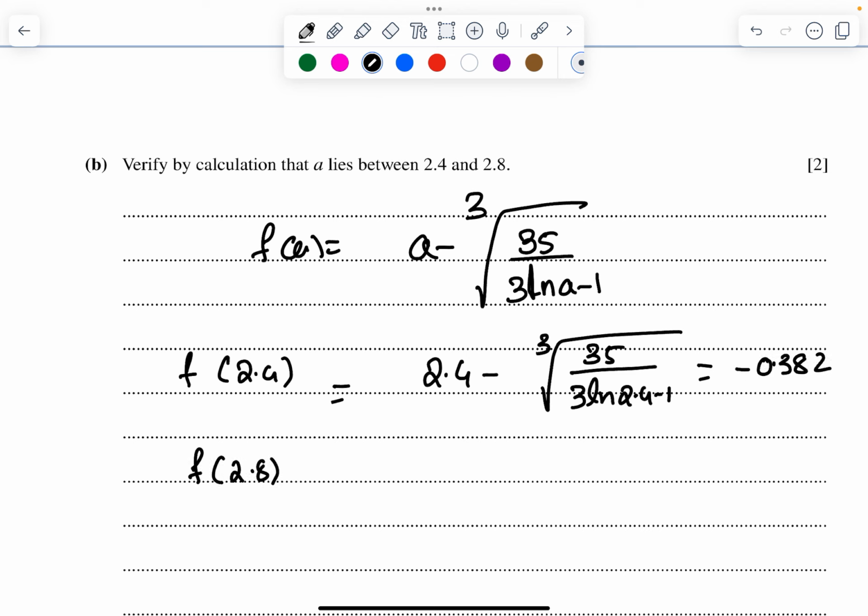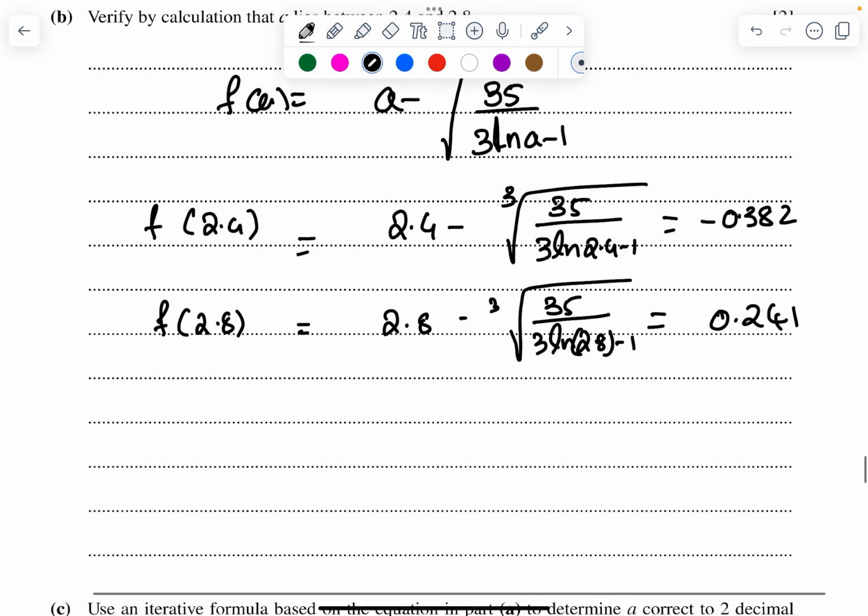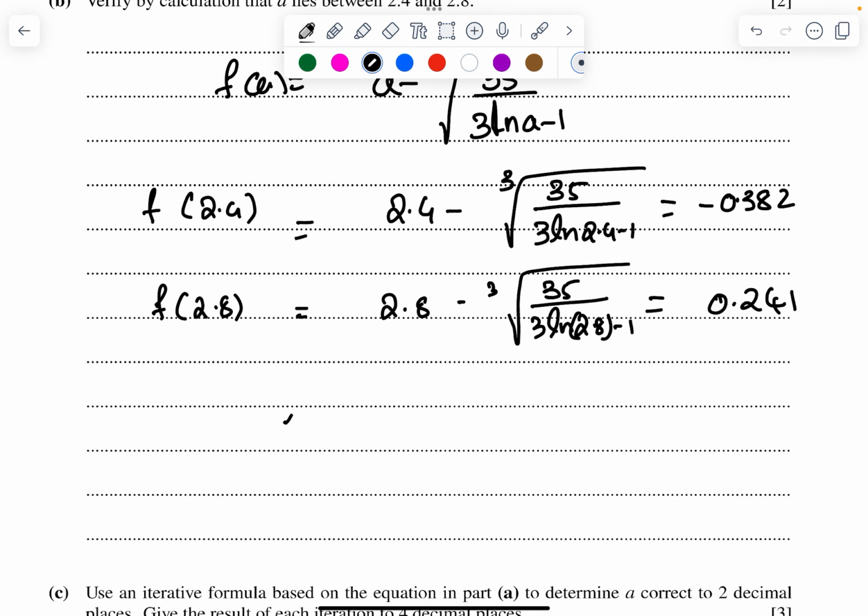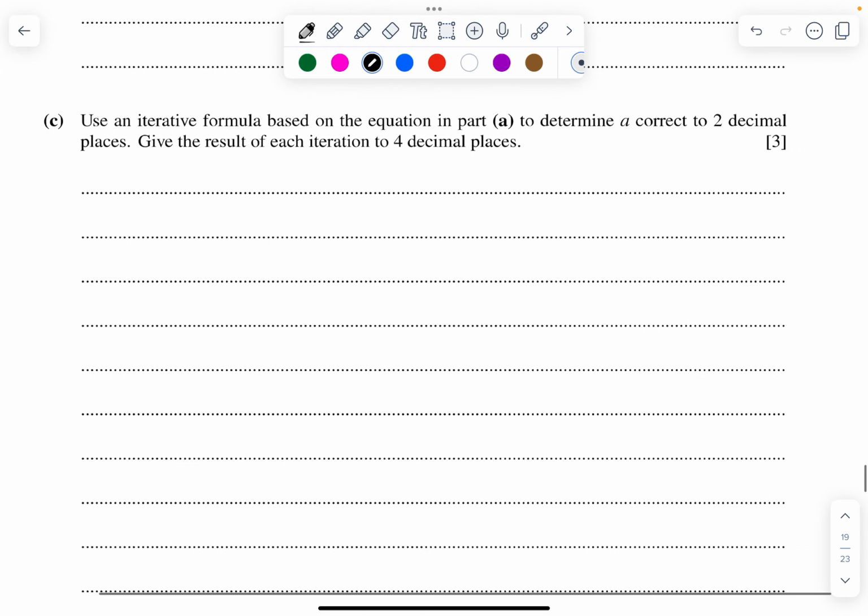Then f of 2.8 is 2.8 minus the cube root of 35 divided by 3 ln 2.8 minus 1, which is 0.241. So you should be writing it out: sign change. Use the iterative formula.